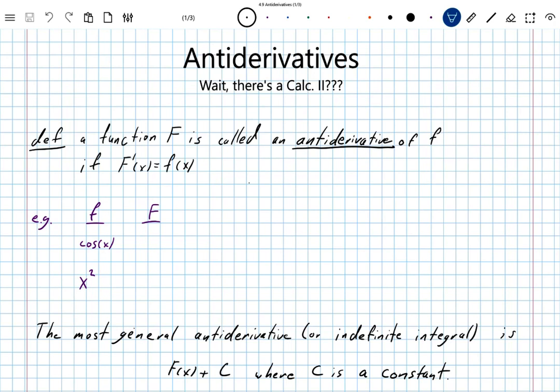Welcome back to this new section, Antiderivatives. Oh my goodness, we are almost done with the quarter.